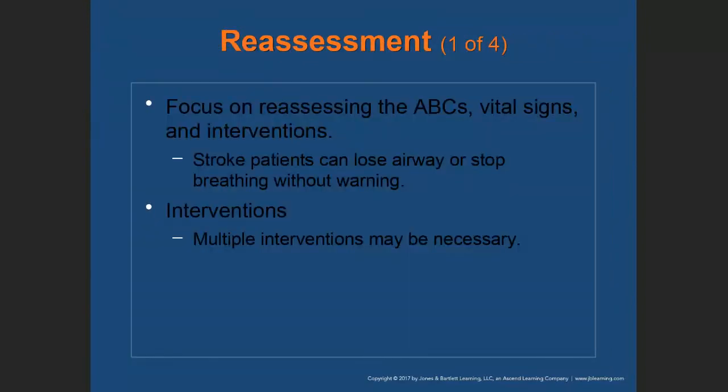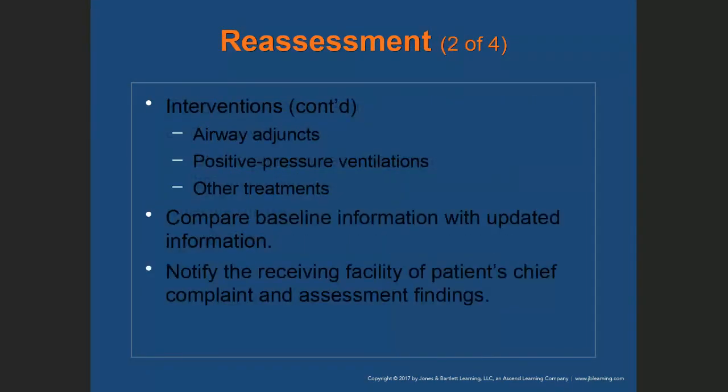Reassessment, focus on reassessing the ABCs, vital signs, and interventions. Stroke patients can lose airway or stop breathing without warning. Interventions, multiple interventions may be necessary. So you may have to use airway adjuncts, you may have to provide positive pressure, you may have to administer suctioning, depends on the patient presentation. Compare baseline information with updated information. Notify receiving facility of the patient's chief complaint and assessment findings.